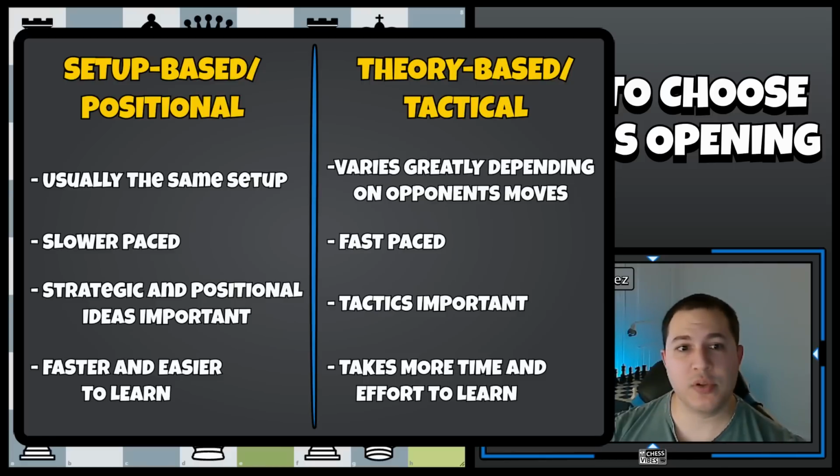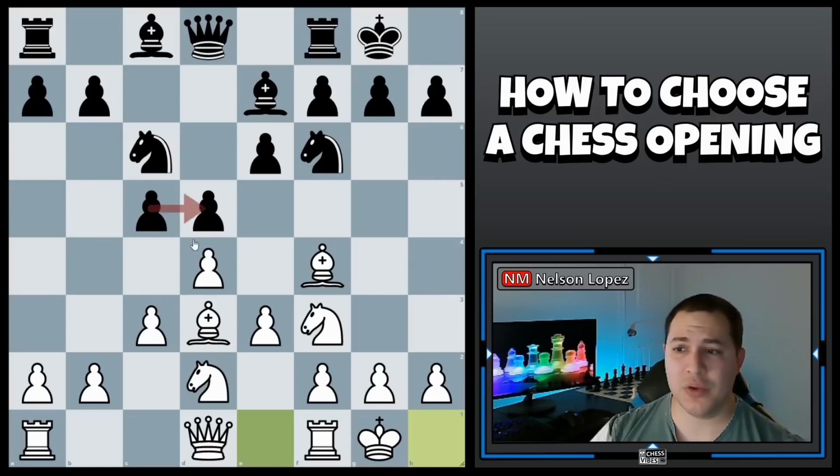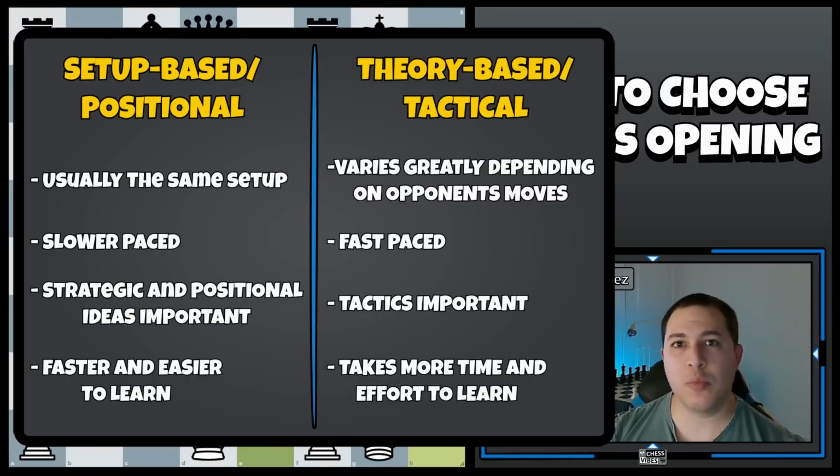There's lots of different options that black might play. Also, the setup-based positional openings tend to be a little bit slower paced. Looking at the London system, you can see that there's not a lot of tension in the position. Really, there's only one capture that could even happen. And apart from that, both sides are kind of staying back, not being super aggressive. The games generally tend to be more strategic. Positional ideas are important. There's lots of maneuvering that happens.